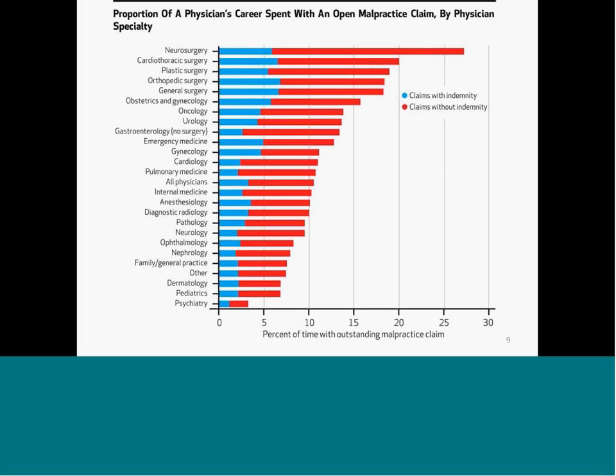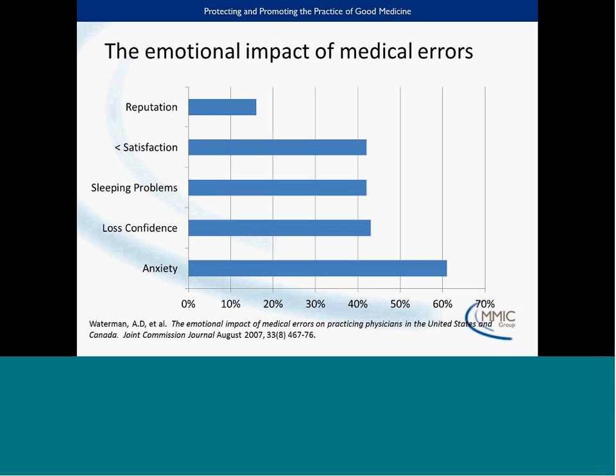So this is a chart showing the proportion of a physician's career spent with an open malpractice claim by specialty. Understand that neurosurgery and orthopedics and OB, those tend to be a lot higher and therefore a lot higher proportion. But still, it's a miserable way to go throughout a career when a good percentage of it is spent with the threat of a malpractice claim hanging over your head.